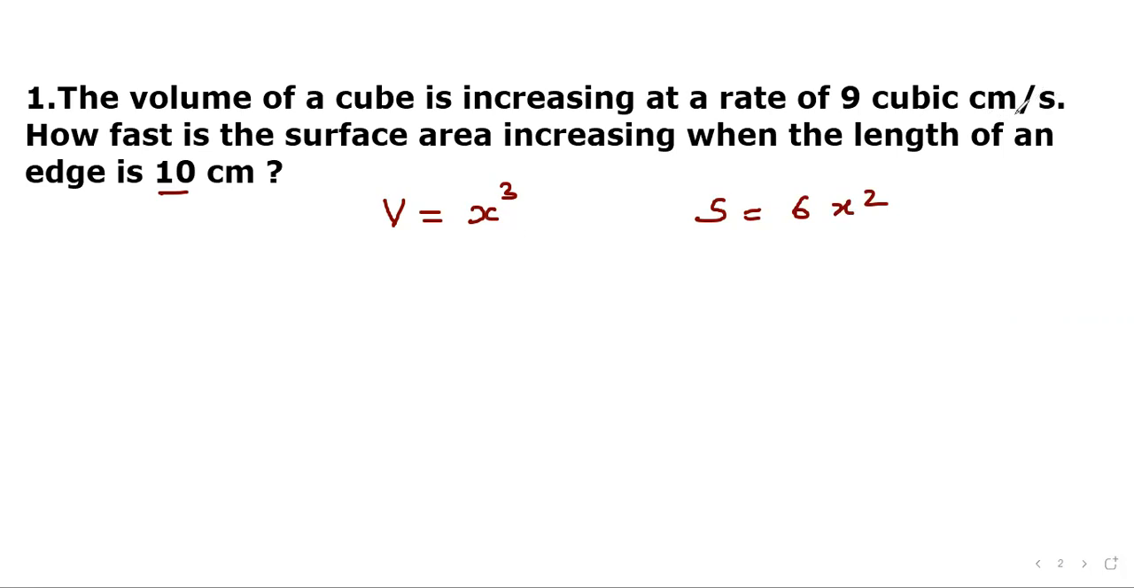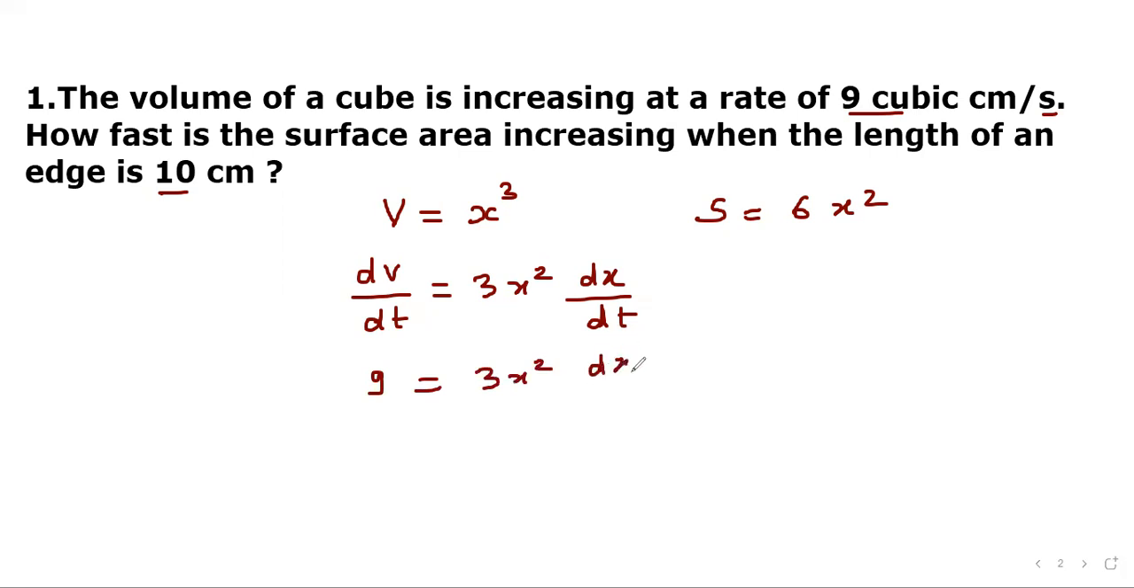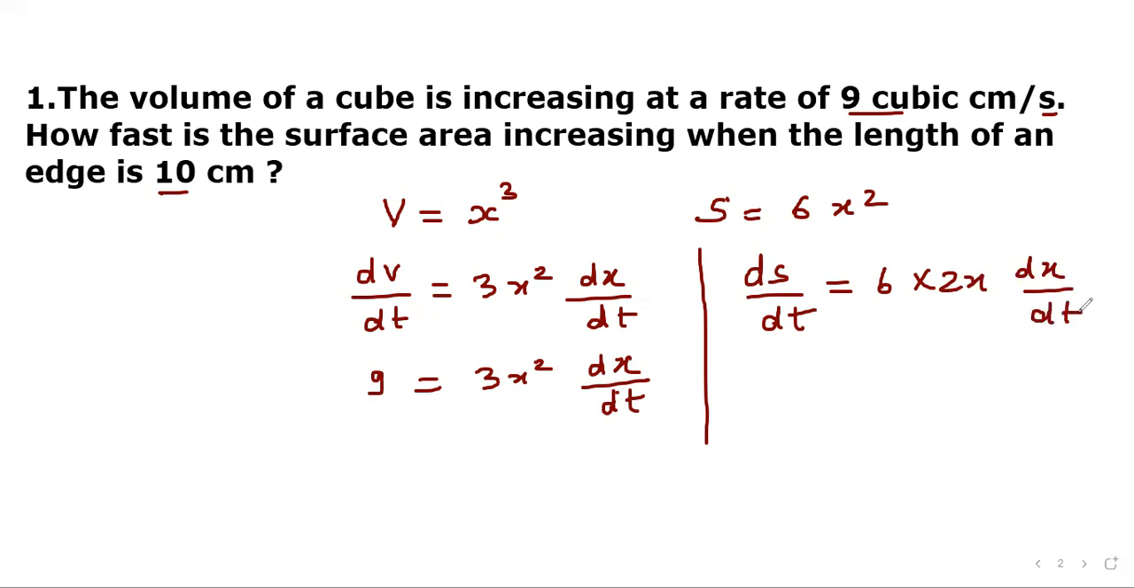Here, a rate of change with time is given. It means dV upon dt. So it will become 3x square dx by dt. Here in our question, the rate of change of volume is given as 9. So we put 9 equal to 3x square dx by dt, and we keep it here. Now we try differentiating the surface area. So now dS upon dt will give 6 into 2x dx upon dt.